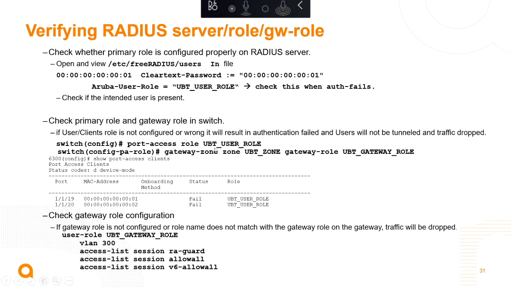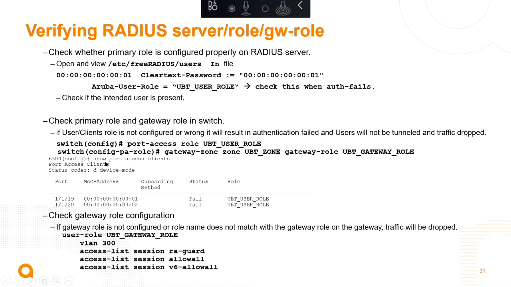Second, we have to see the primary role configuration of the user on the switch, whether the gateway zone as well as the user gateway role are mentioned properly. In case the authentication on the switch fails for the user, it may be because the radius server is not reachable, or there is a problem with the configuration of a user role or some other thing.